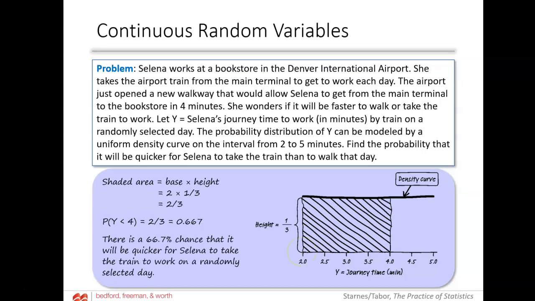So there's a 66.7% chance that it will be quicker for Selena to take the train on a randomly selected day.